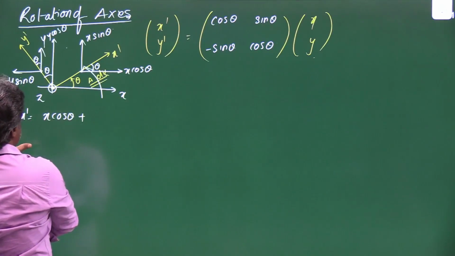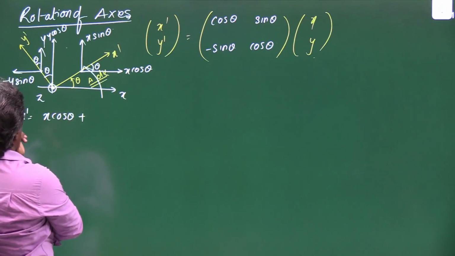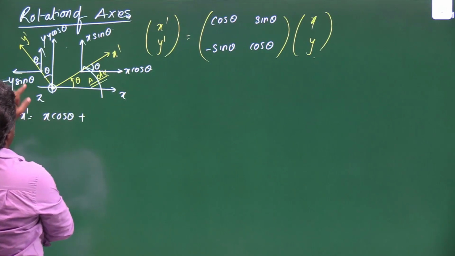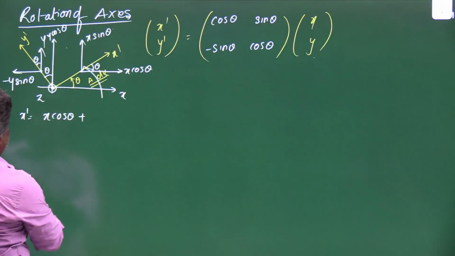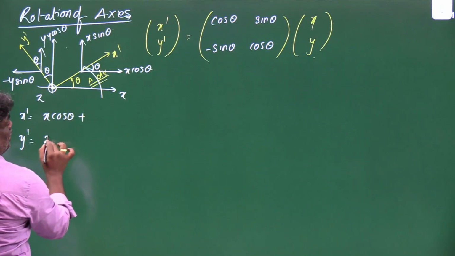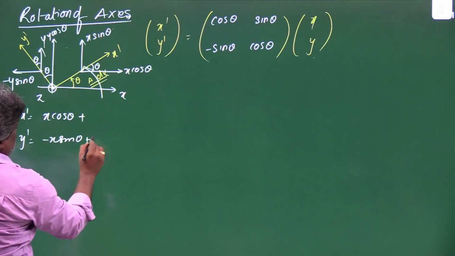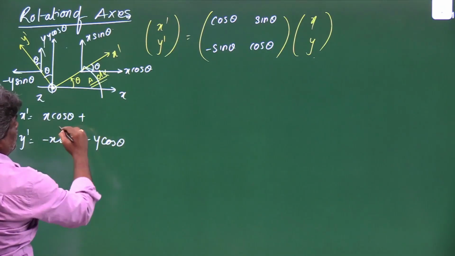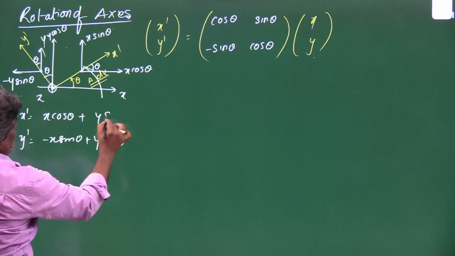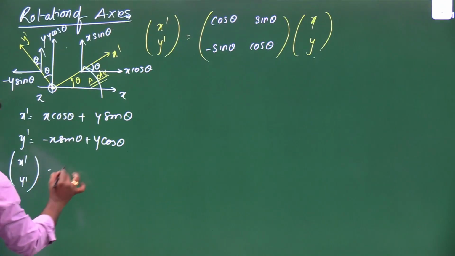y prime, x prime, here we should get y equation like this. y prime equal to minus x sin theta plus y cos theta, x cos theta, y sin theta, we will split it like this.